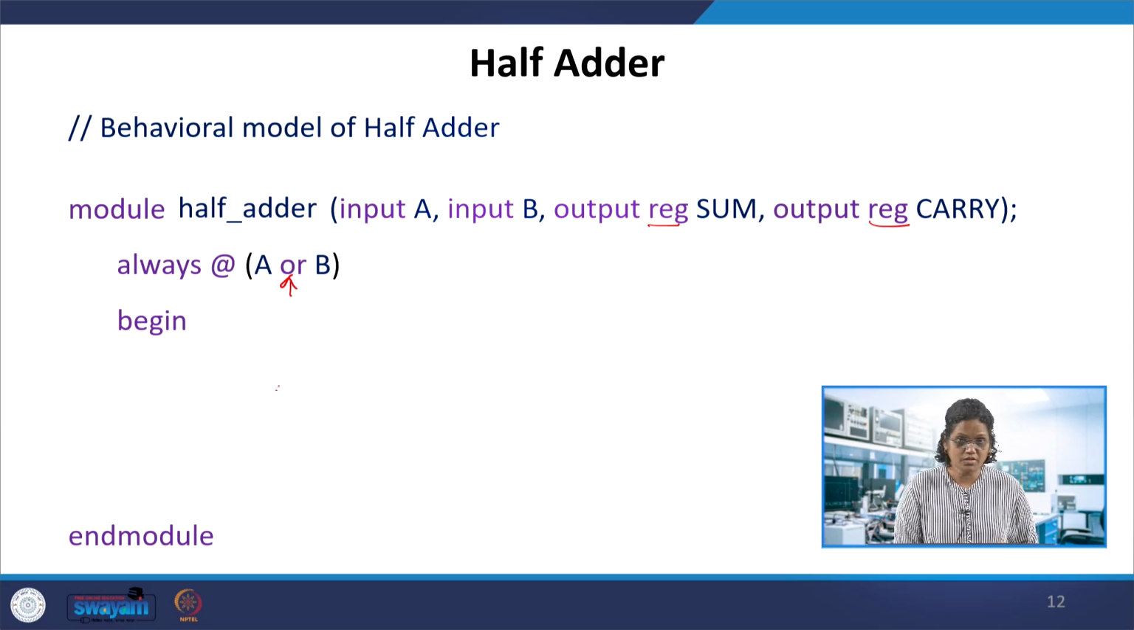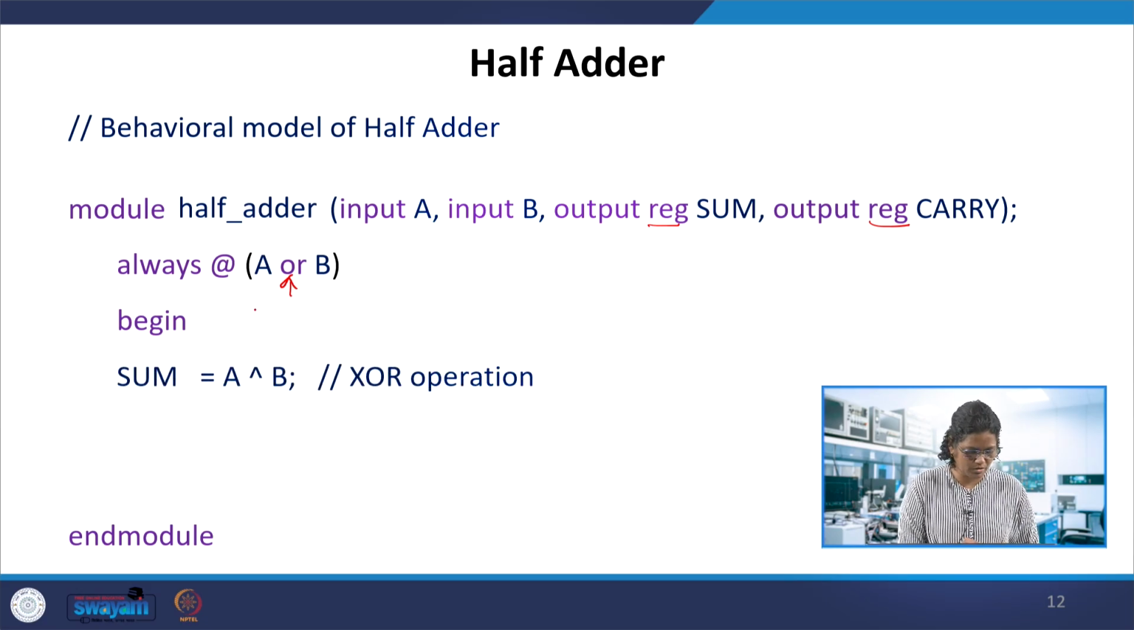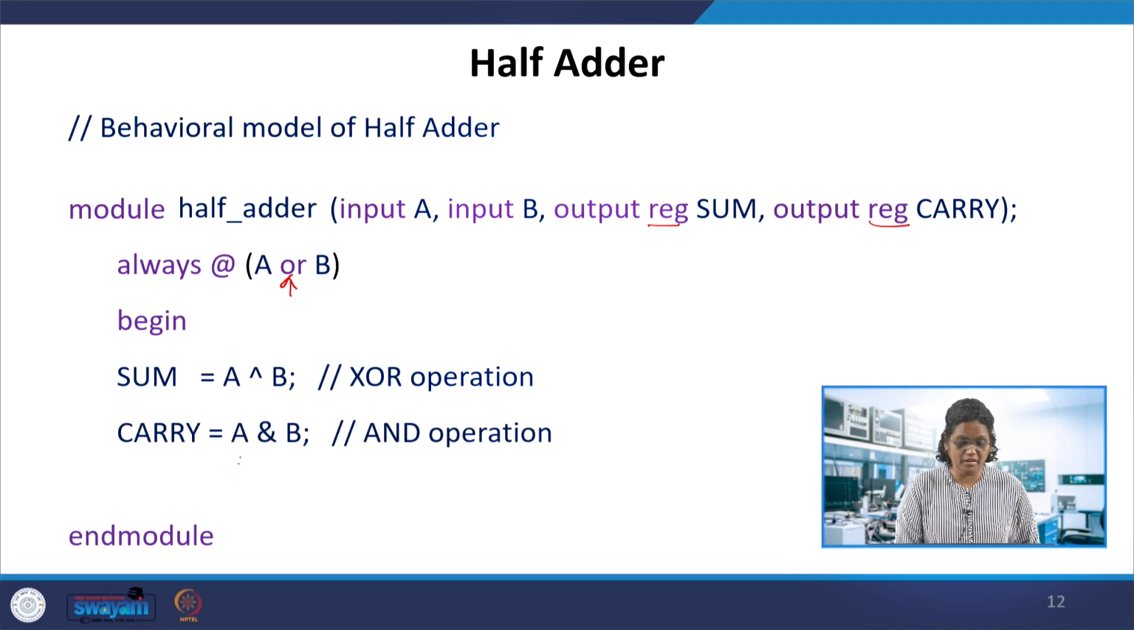So we have multiple statements, so I have this begin end block. Begin, then sum is equal to A XOR B, that is an XOR operation, and carry is equal to A and B. This is end. So these two, sum and carry, are getting the values A XOR B, and A and B, whenever there is a change in A or B. This is sequentially executed, so sum first, after that carry. Here the order matters in the begin end block, after the always @.